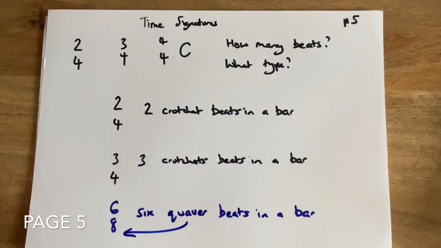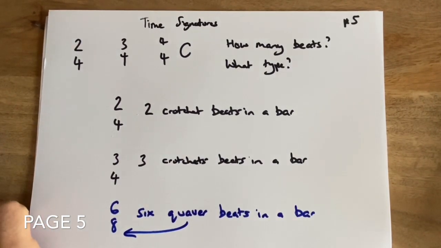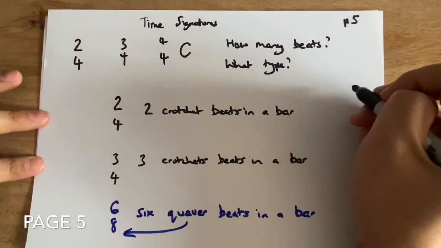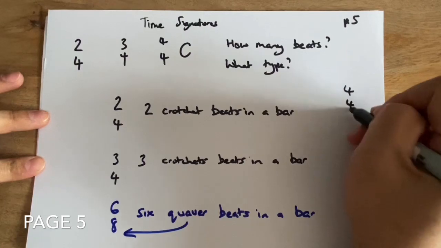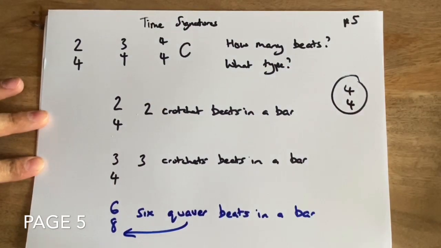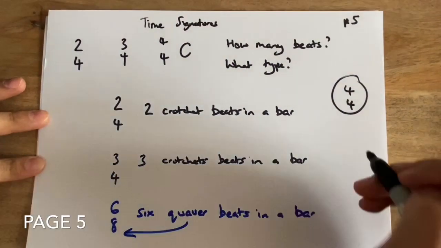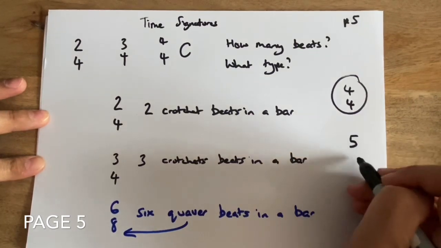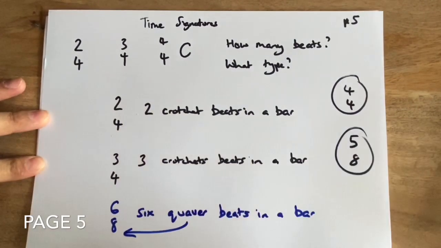So a few more examples. I'm just going to write them around the page, and we'll just do these orally. I won't write them all down because you get the gist. If you remember, top number is how many beats, bottom number is what type. So 4/4 also can be written as a C, common time. It's the most popular one. So 4 crotchets in a bar.